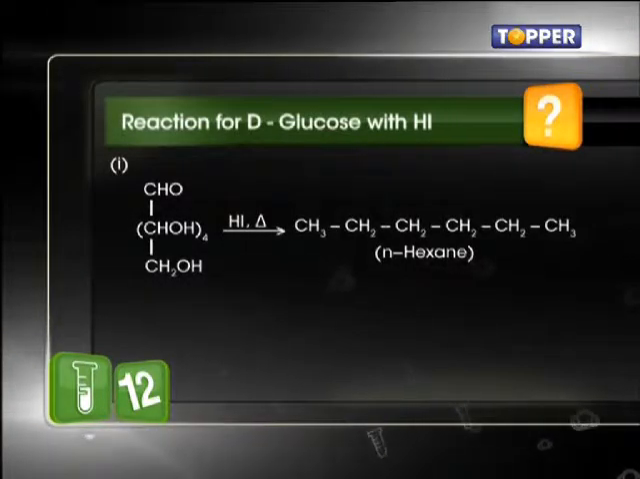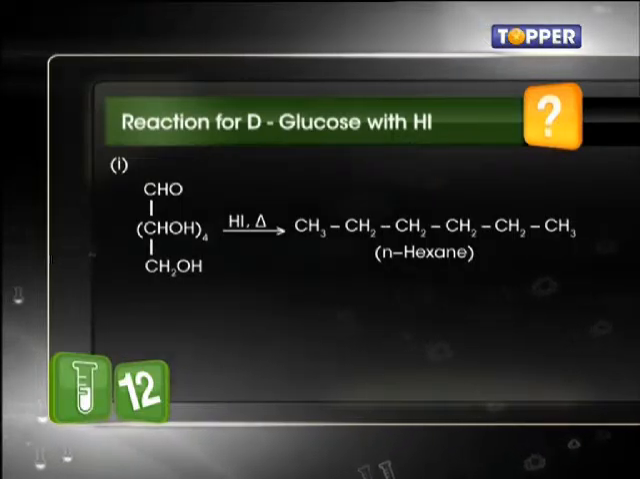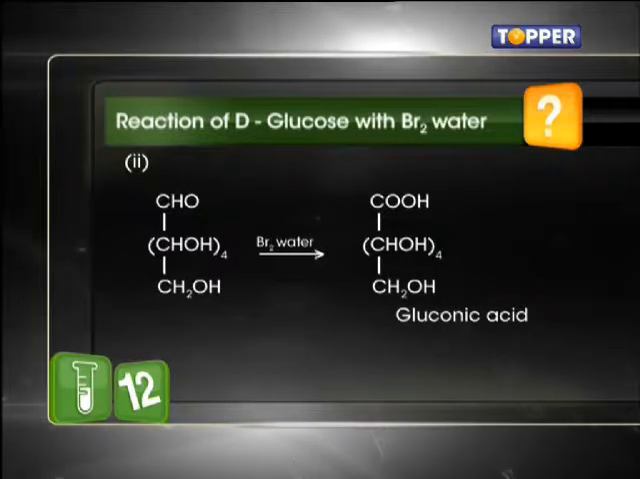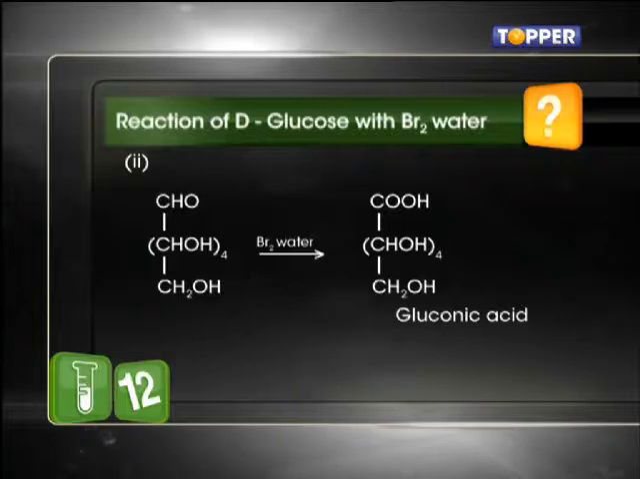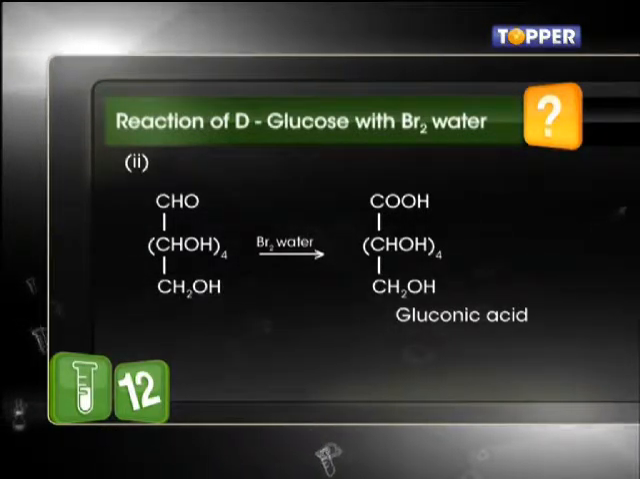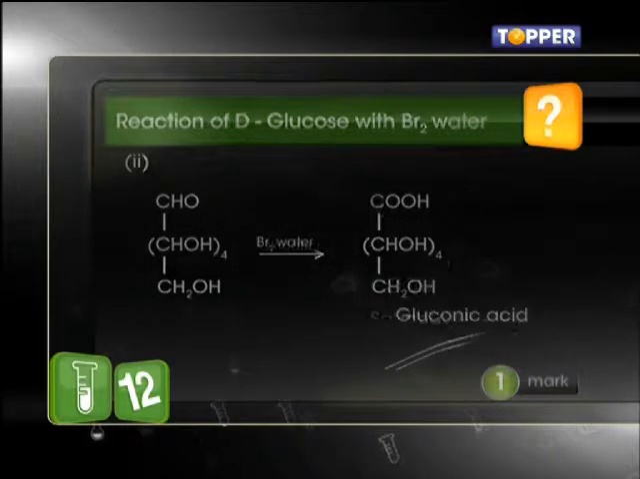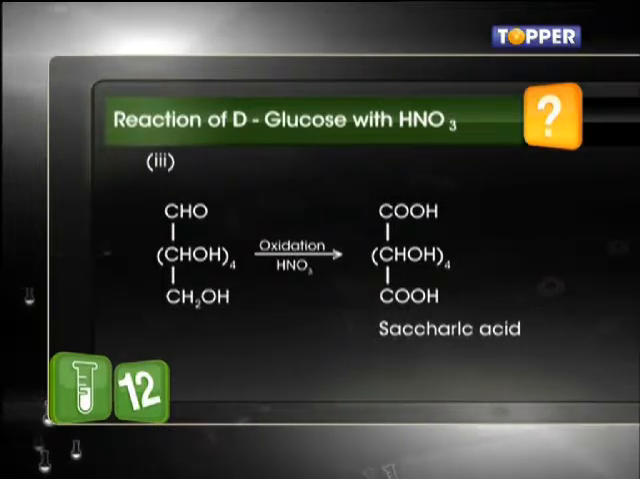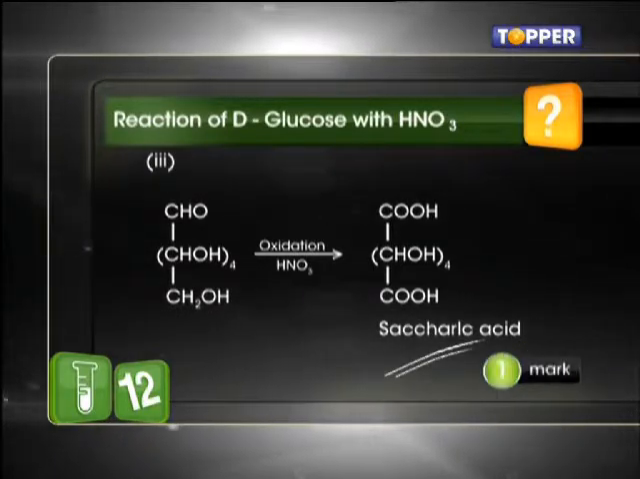1. On prolonged heating with HI, glucose forms n-hexane. 2. On reaction with a mild oxidizing agent like bromine water, glucose gets oxidized to 6-carbon carboxylic acid, gluconic acid. 3. Glucose gets oxidized and converted to saccharic acid on reaction with nitric acid, HNO3.